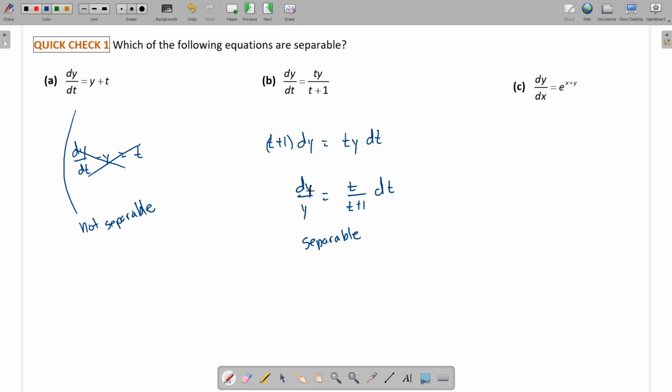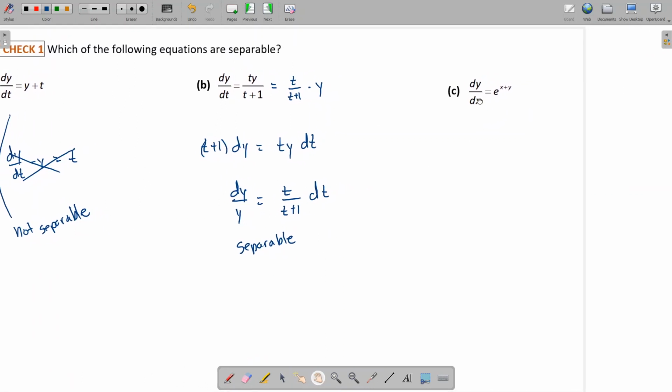Right, we were able to get all the y's on one side, all the t's on the other. The other way to see that it's separable is we said it has to be a product of a function of y and a function of x, or again in this case a function of t. And so we could look at this as being t over t plus 1 times y. So it is a product of a function of one variable and a function of another variable.